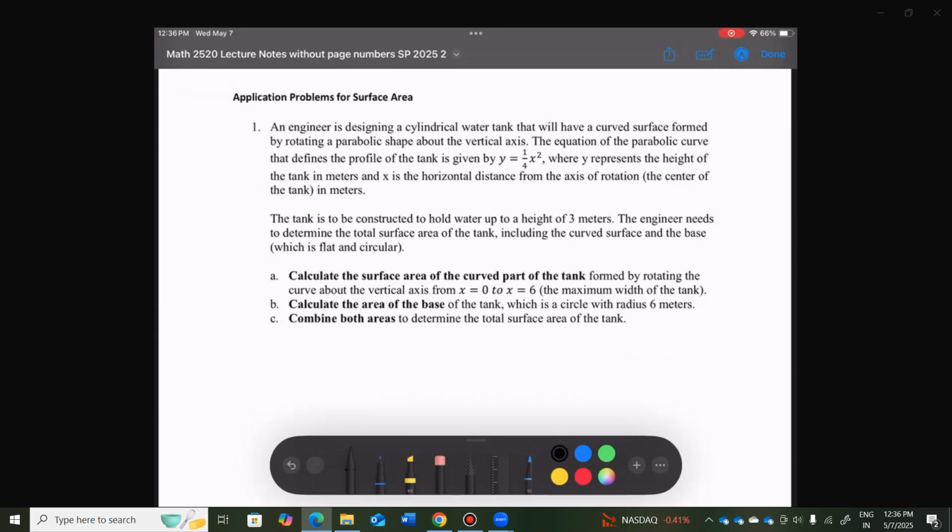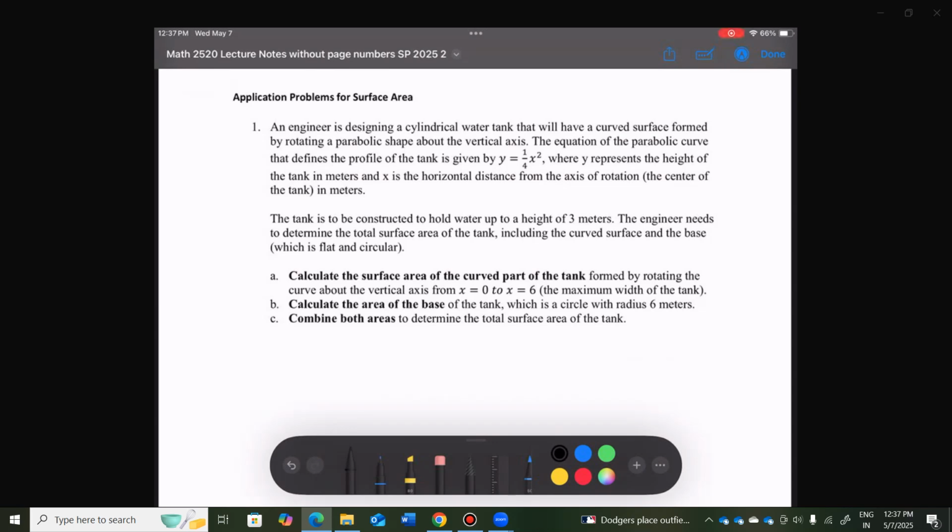An engineer is designing a cylindrical water tank that will have a curved surface formed by rotating a parabolic shape about the vertical axis, the y-axis. The equation of the parabolic curve that defines the profile of the tank is given by y equals 1/4 x squared, where y represents the height of the tank in meters and x is the horizontal distance from the axis of rotation. The tank is constructed to hold water up to a height of 3 meters. The engineer needs to determine the total surface area of the tank, including the curved surface and the base, which is flat and circular.